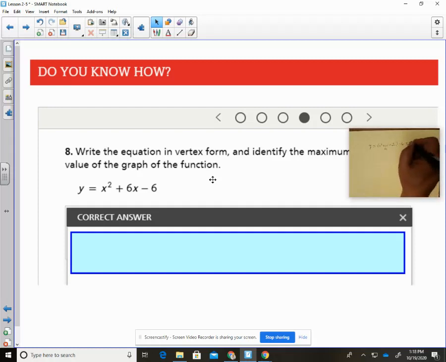So since I'm adding 9, what do I have to do? I got to add the opposite, don't I? So I got to subtract 9. Since I'm adding 9, I got to subtract 9. Keep it on the same side. So I add 9 to the right side, I got to subtract 9 from the right side. Now, if I'd have taken the 6 over, that changes it a little bit. But I think it's so much easier to do it this way. And so then that gives me x plus 3 squared minus 15. So then what's the vertex of our graph? The vertex is at negative 3, negative 15.